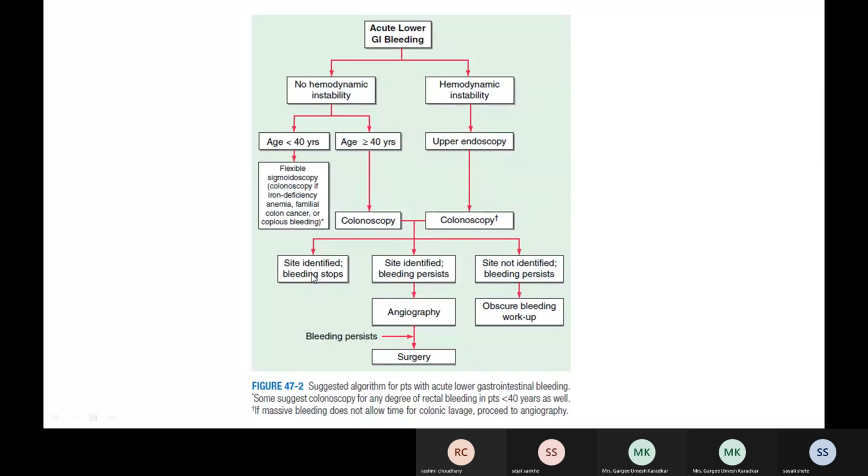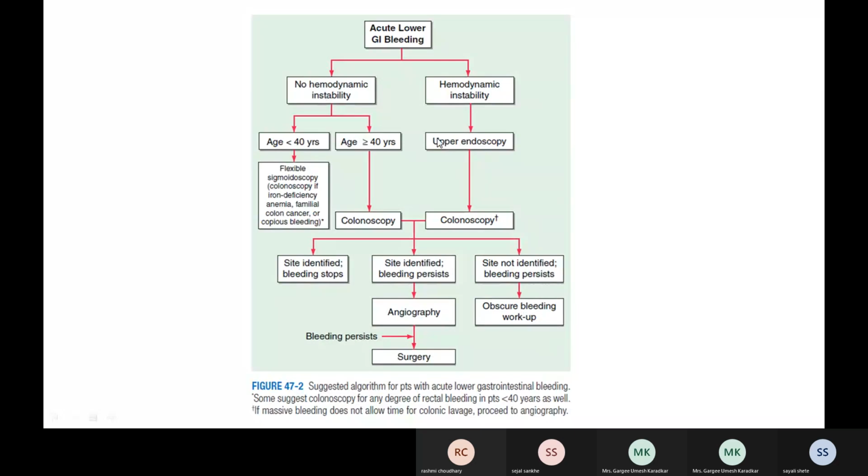If the site is identified, bleeding stops. If the site is identified and the bleeding persists, then again go for angiography. Bleeding persists, then surgery. Site not identified, bleeding persists, then the obscure bleeding workup. So find out what the problem is and manage accordingly. So that is the management for acute lower GI bleeding.